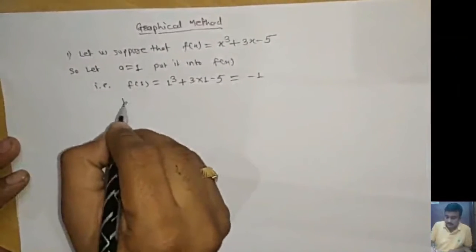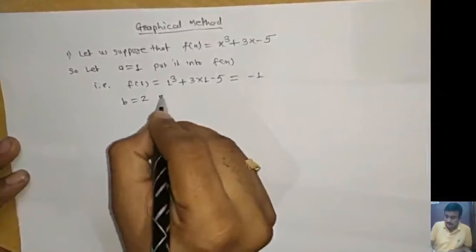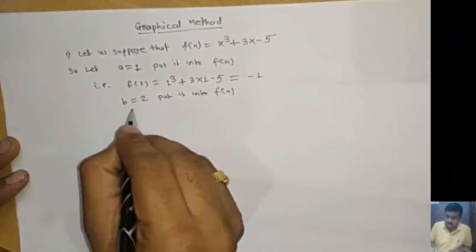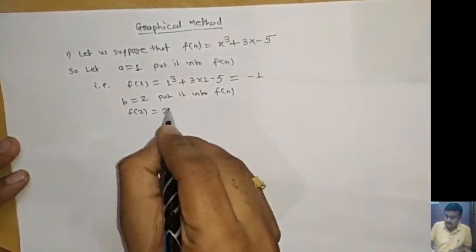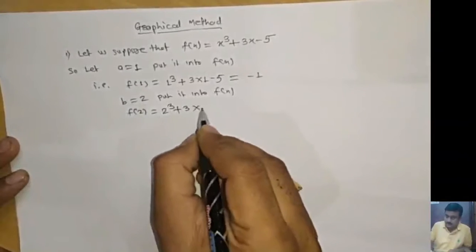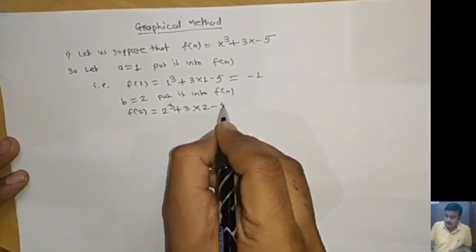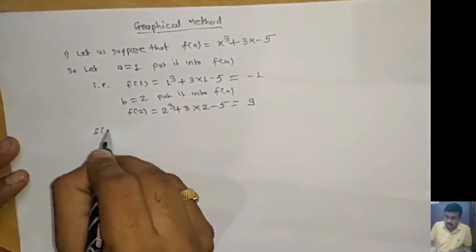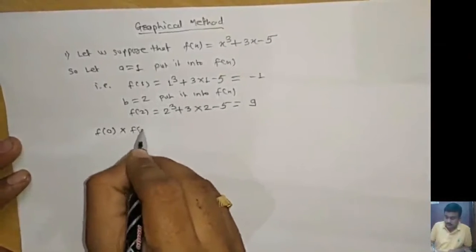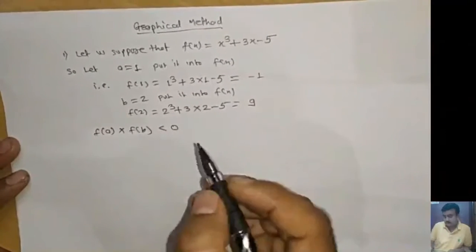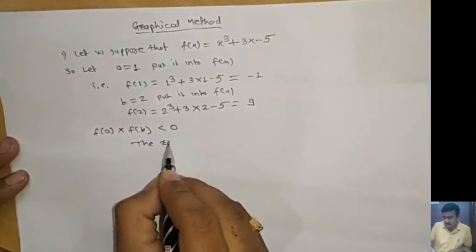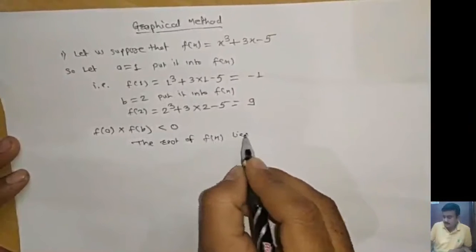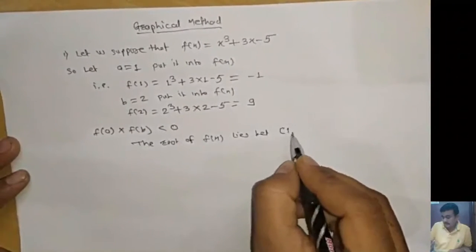Now let b equal 2, put it into f of x. So f of 2 equals 2 cube plus 3 into 2 minus 5 equals 9. So the value of f of a into f of b is less than 0. The root of f of x lies between 1 and 2.